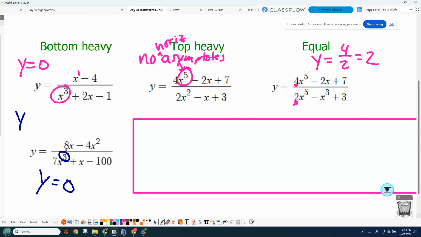And the example y equals 1 over x that we started with, bottom heavy, the horizontal asymptote is going to be y equals 0.